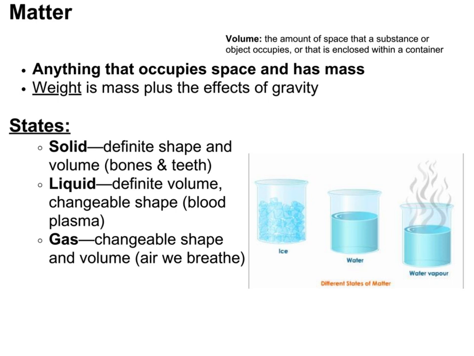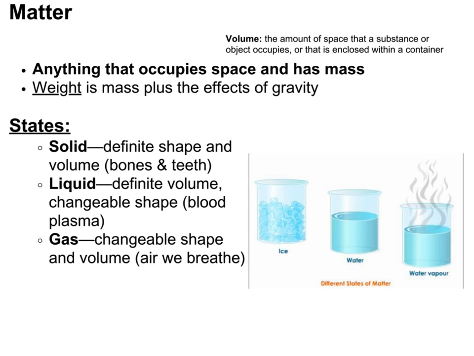Matter is anything that occupies space and has mass. And matter and mass are different than weight. Weight is taking into effect the mass that matter has and the effects of gravity on that mass. There are three states of matter: solid, liquid, gas, and they can be defined as follows.